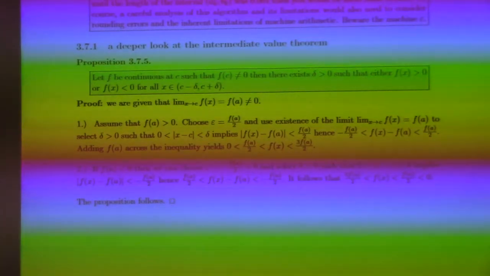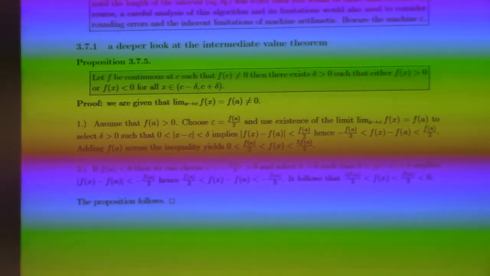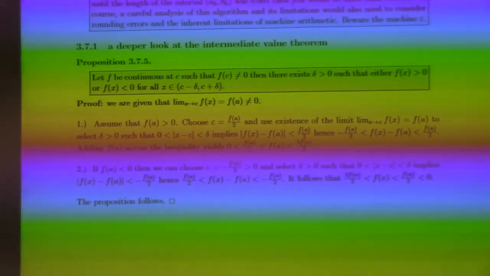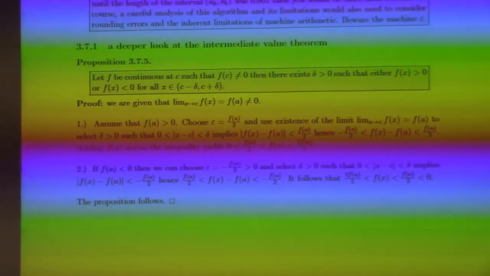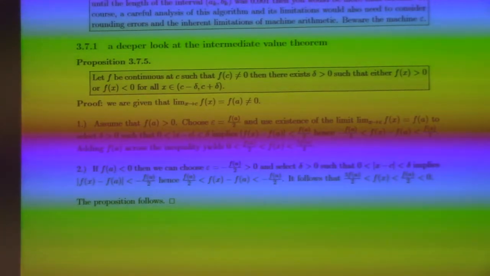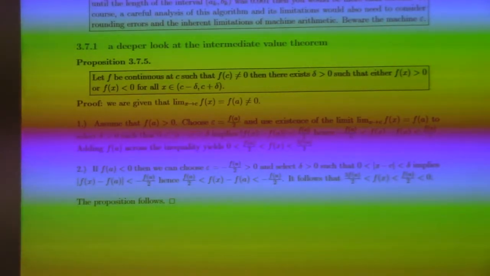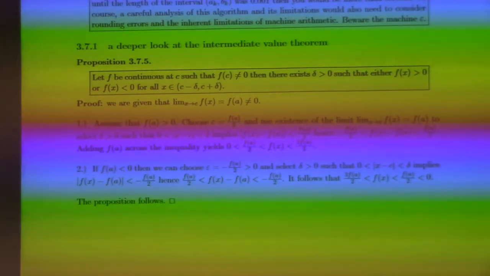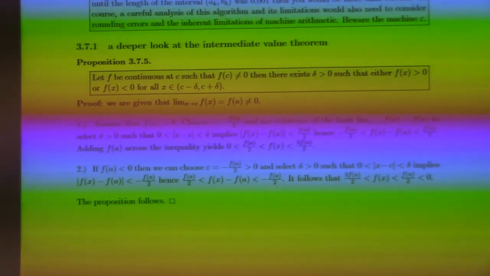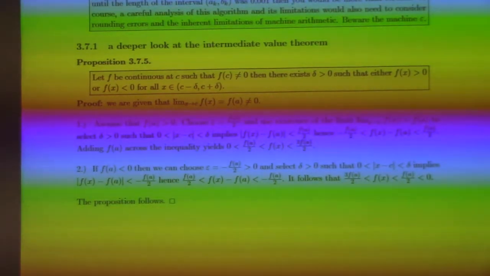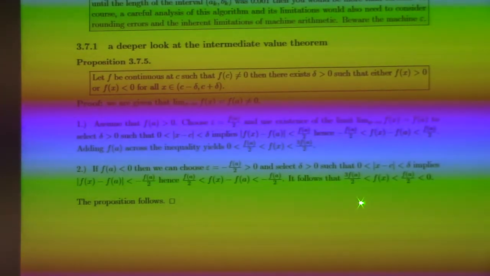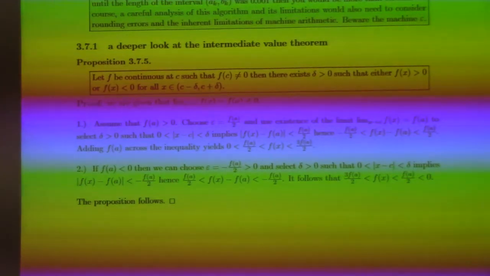The proof is actually not especially interesting. But basically you just pick epsilon as f of a over 2 and unfold this inequality to give you that, which allows you to make f of x larger than f of a over 2. On the flip side, if f of a is negative, you can choose minus f of a over 2. If you make that your epsilon, because you can do that because it's continuous, then you can unfold the inequality from the definition of continuity to give you that f of x necessarily stays negative.